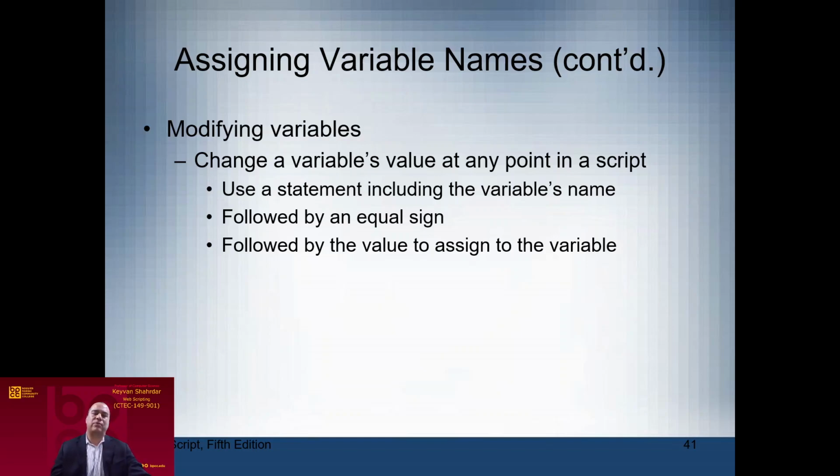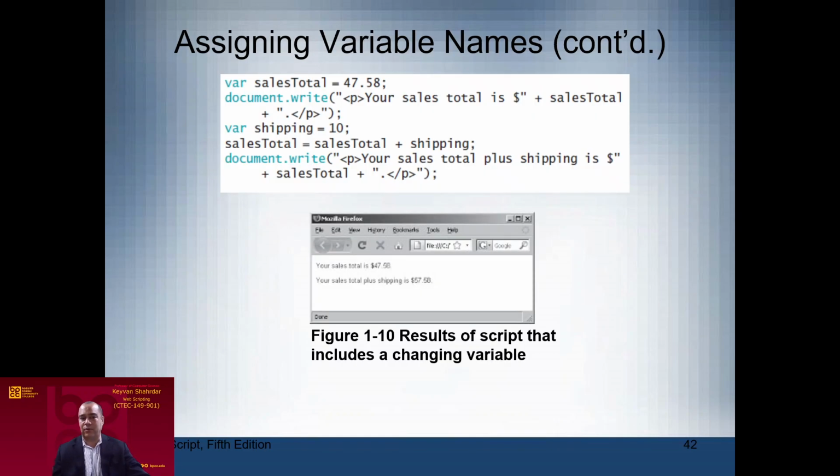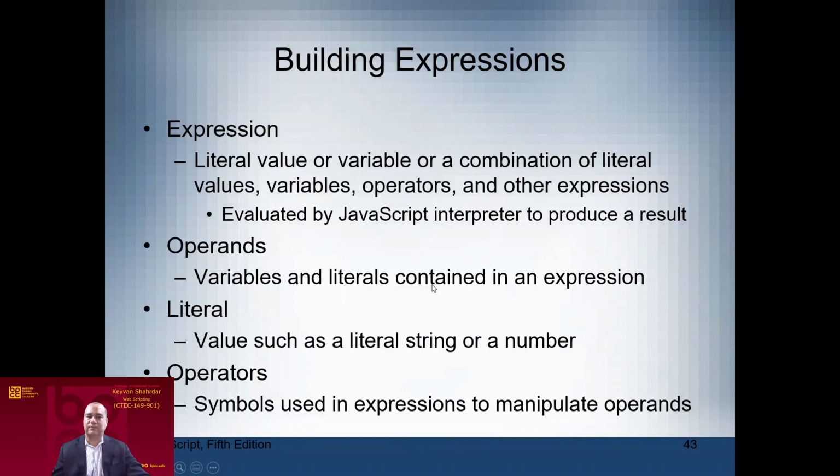So assigning variable names, you could modify variables. You could change a variable's value at any point in a script. Use a statement including the variable's name followed by an equal sign and followed by the value to assign to the variable. And so here you could see that salesTotal is 47.58, and then the shipping, and then you could add them both together and then get them to display inside of the web page. So you'll display what the total is and what the total with shipping is. You could do that as well.